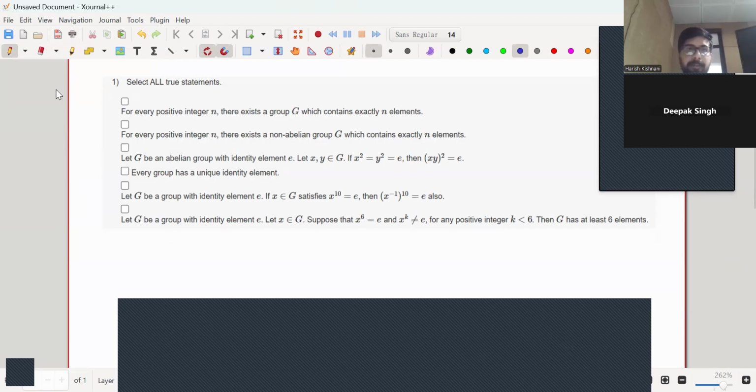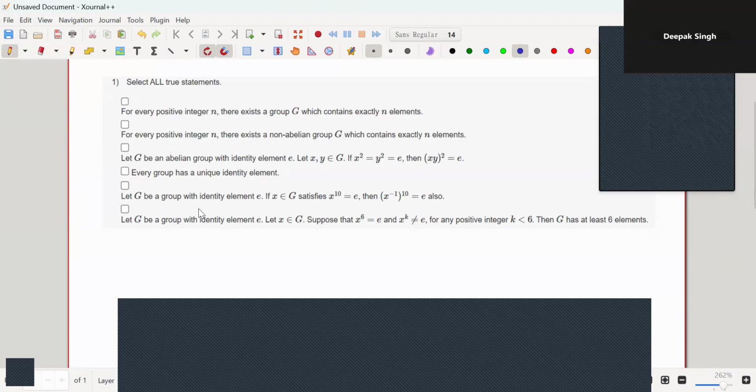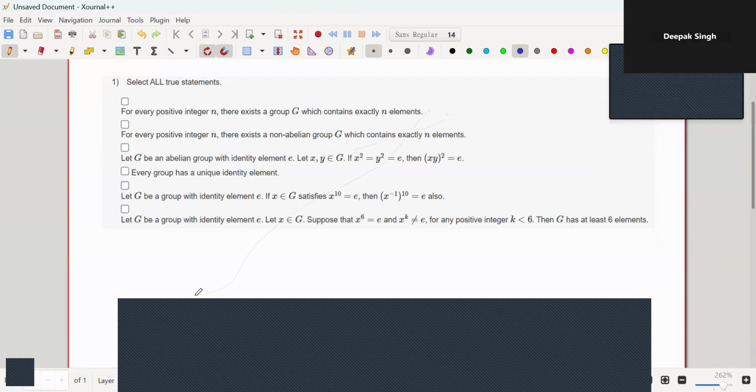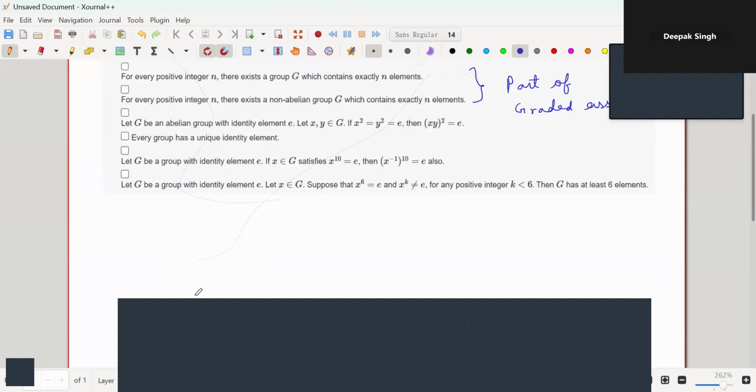I won't be discussing the first two parts because they are also there in the main graded assignment. So I will start with the third one.